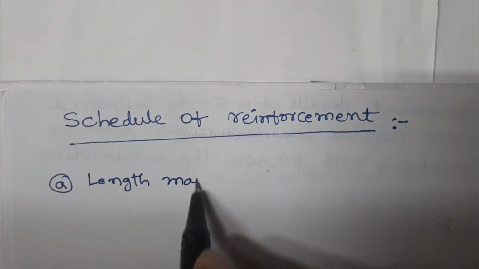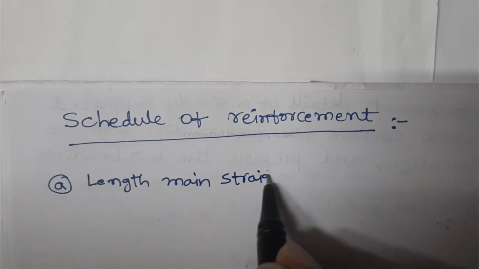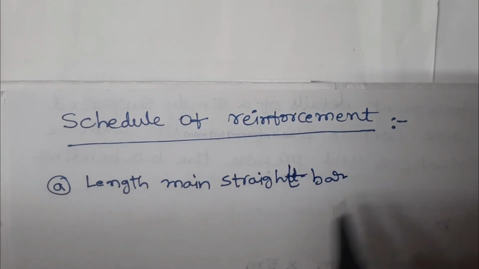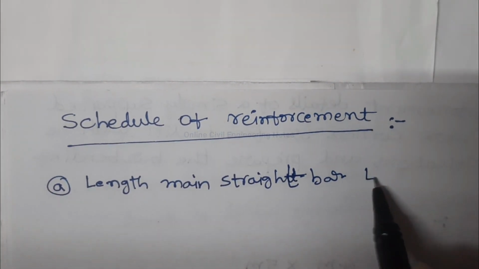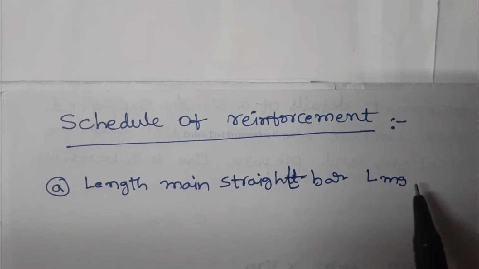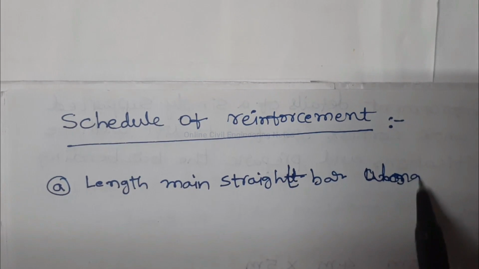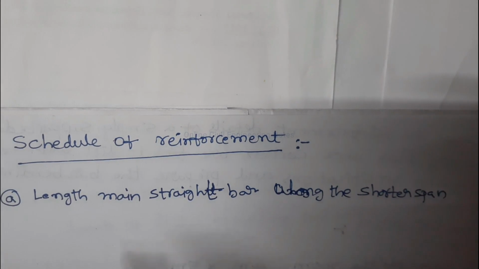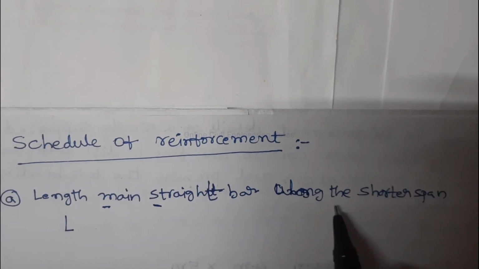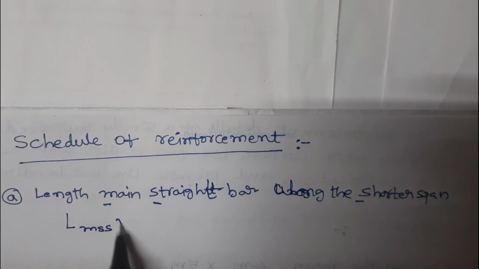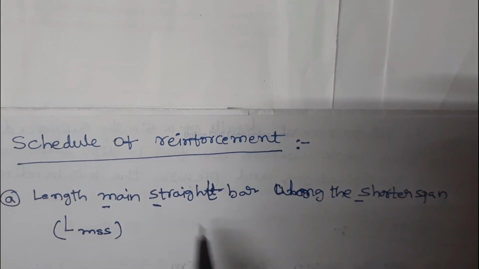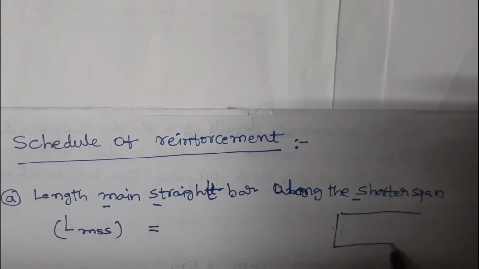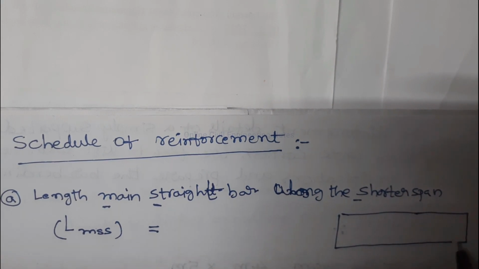Length of main straight bar. So here is the main straight bar. We have to calculate length of main straight bar in short span. So along the shorter span. So it is LMS. Length of main straight bar along shorter span is equal to. So this is the cross section of the slab in shorter span.